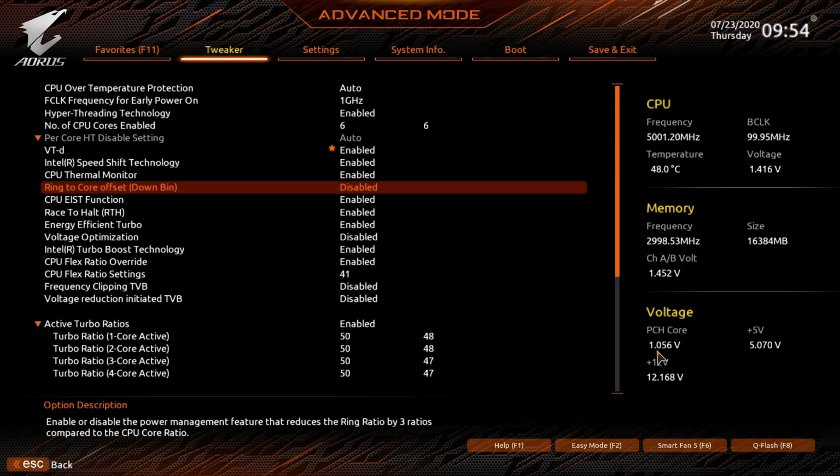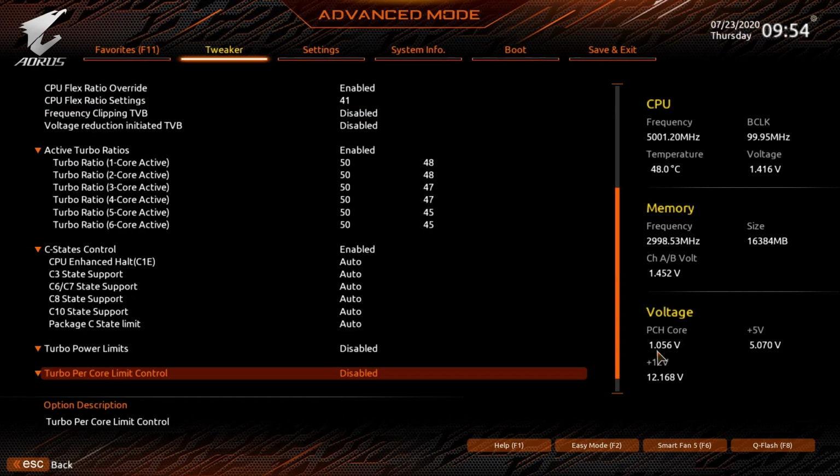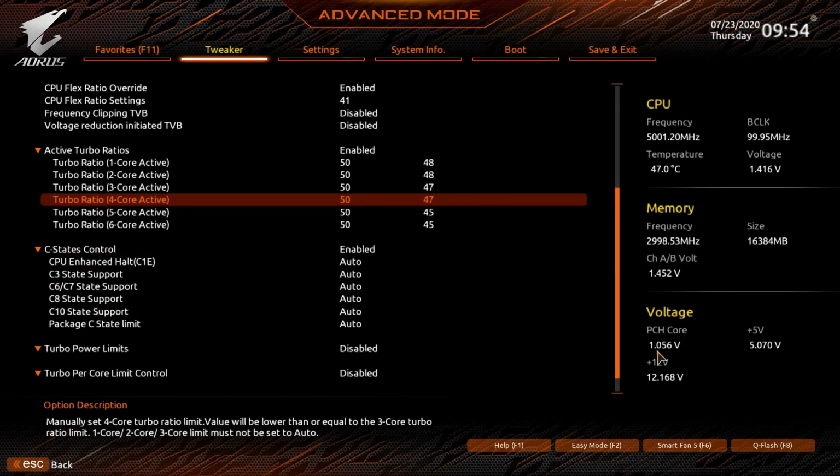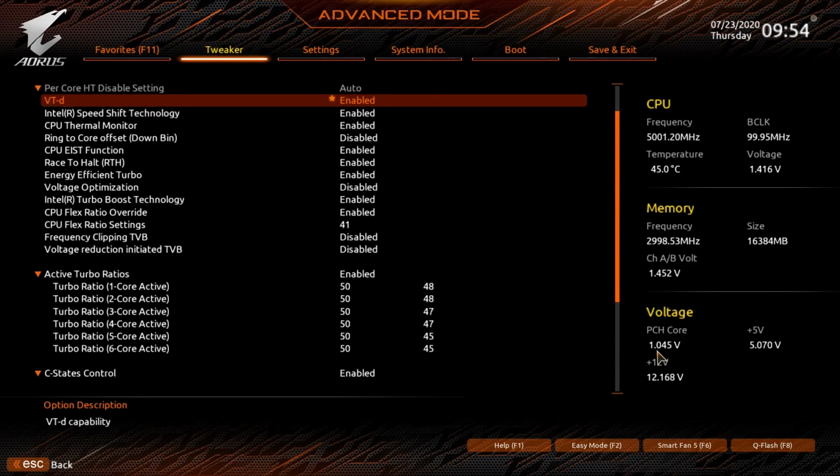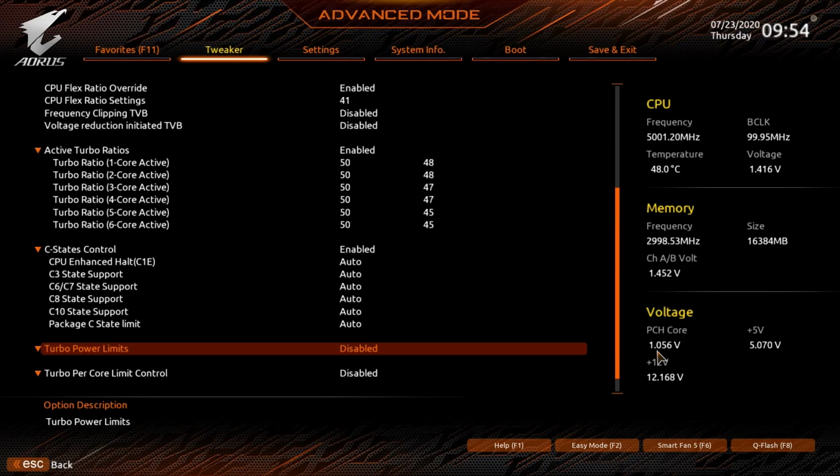And the reason for that is if you go to advanced CPU settings, you'll see the ring to core offset. And we had that enabled. What that will do is it'll automatically reduce the ring ratio by 3 from the CPU core ratio. And that's why it was giving us a 47 instead of a 50. So we went ahead and disabled that. And then we tested 50, and it crashed right away.